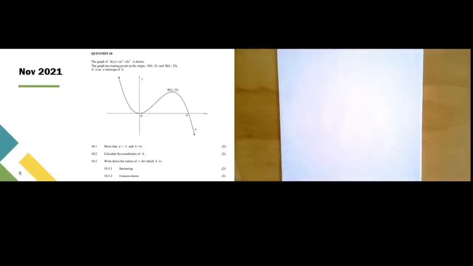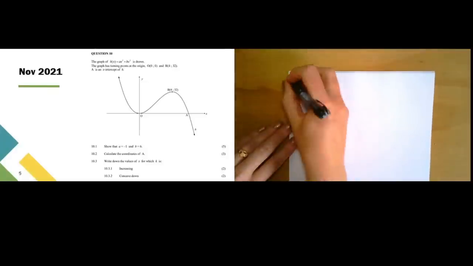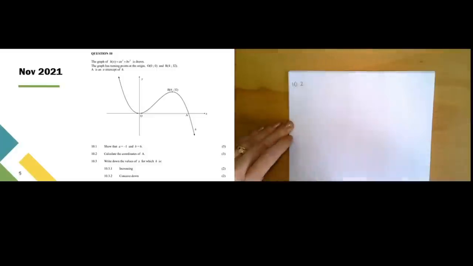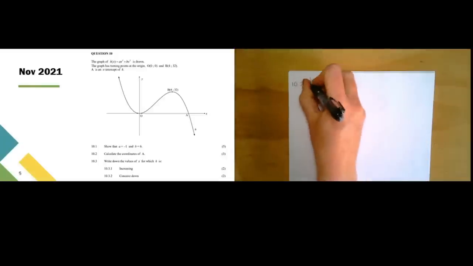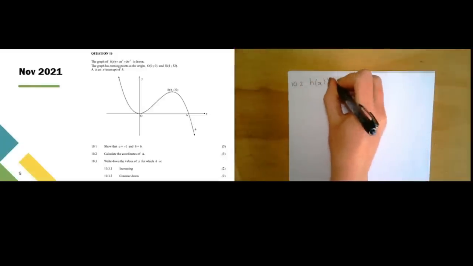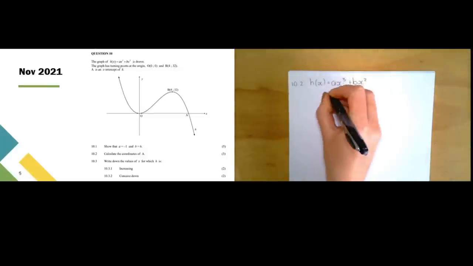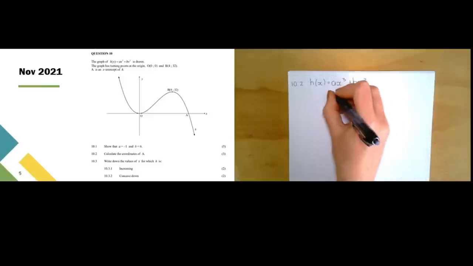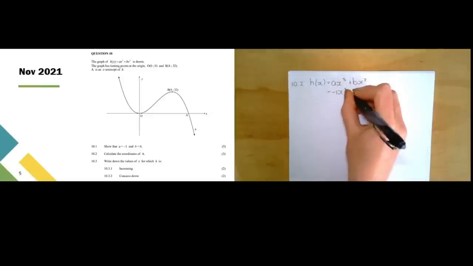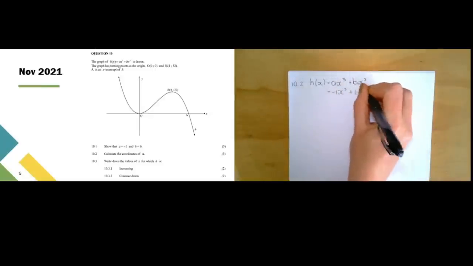Question 10.2. In 10.2, they're asking me to calculate the coordinates of A. Now, grade 12s, if you were struggling with 10.1 and you could not get a is negative 1 and b is 6, use that answer in 10.2 because they've told you to show it, so you know a must be negative 1 and b must be 6. So if I take the original equation, h(x) equals ax to the power of 3 plus bx squared, I know they've told me in 10.1 a must be negative 1 and that b must be 6. So please use that.